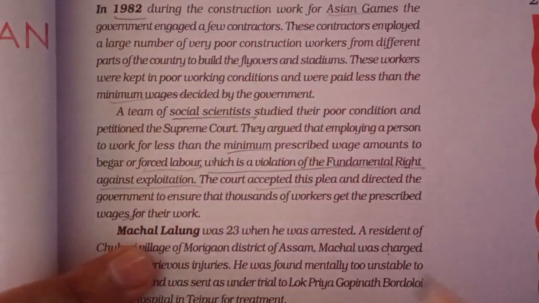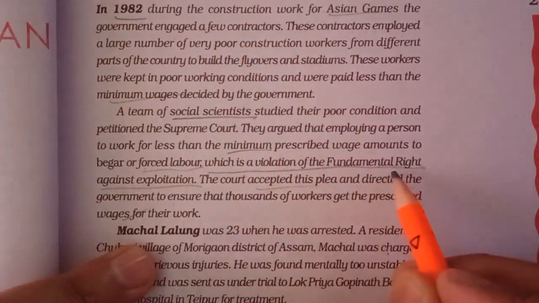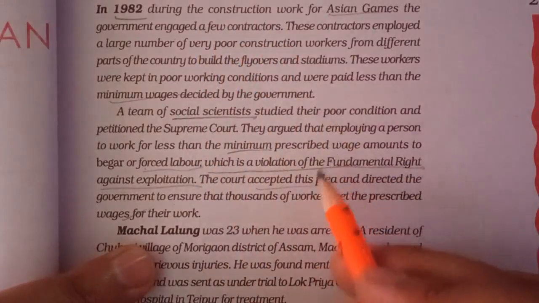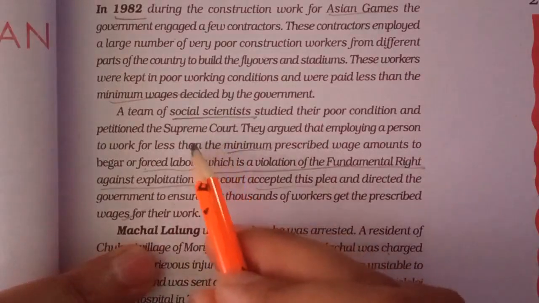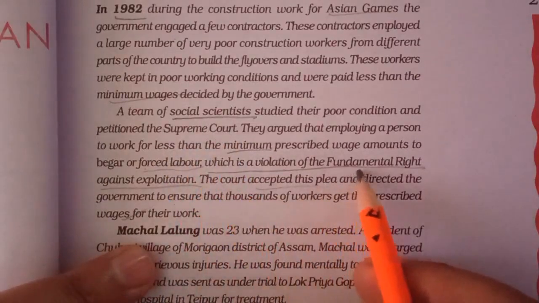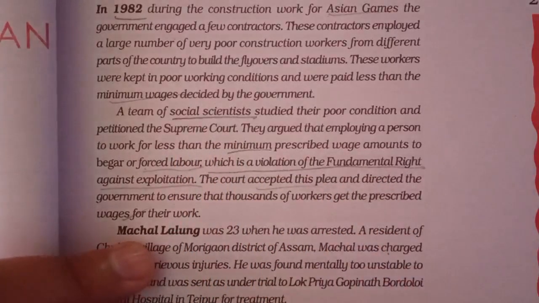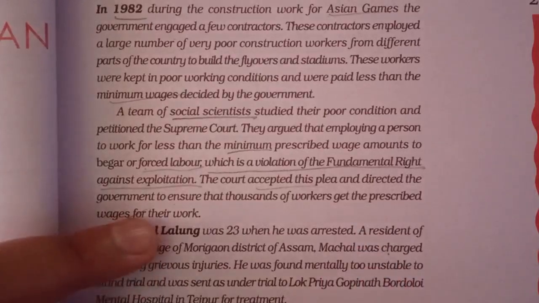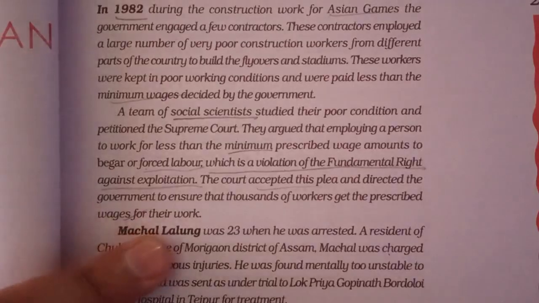So we can see the importance of rights, because if this fundamental right had not been there, they would not have got justice. On what basis would these social scientists have filed a complaint in the Supreme Court? Because they had this fundamental right against exploitation, they were able to file complaints against those contractors who were paying less wages to these poor workers. So this is the importance of the rights listed in the Constitution. This was one example.